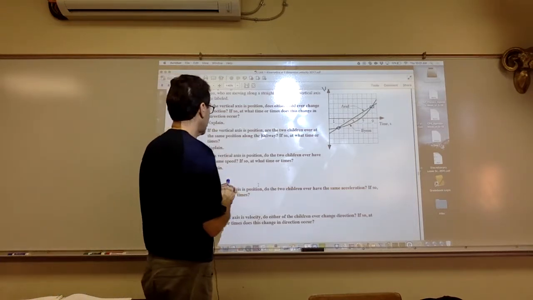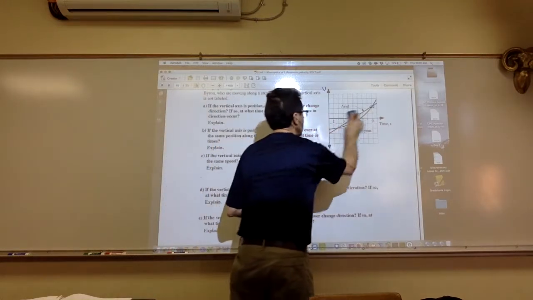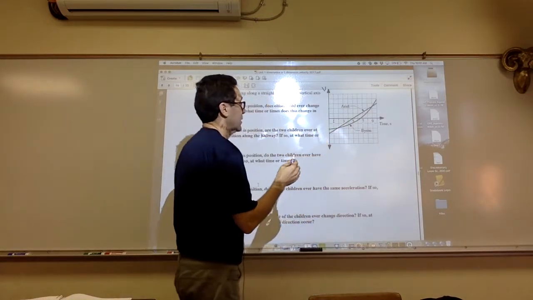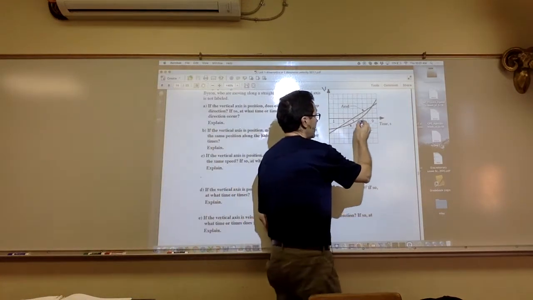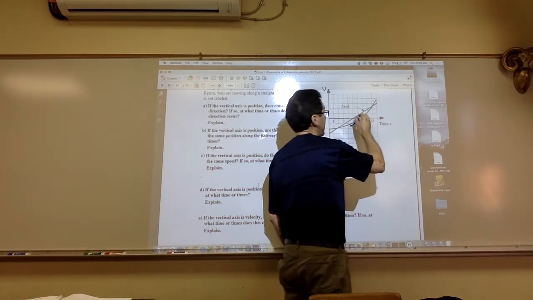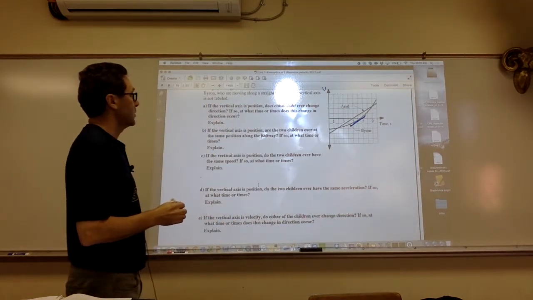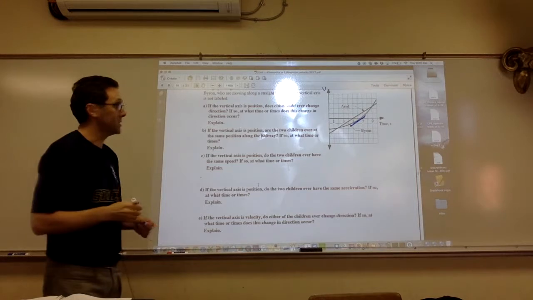If the vertical axis is position, do the two children ever have the same speed? Yeah, they will have the same speed when their curves have the same slope. So if you do the tangent somewhere in here to this curve, that's going to have the same slope as the line for Ariel. So they will have the same speed around, I would say, about 6 seconds.